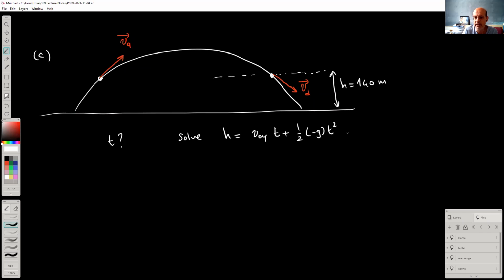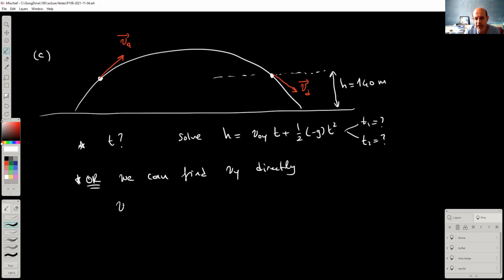So you get a second order, you have a quadratic equation with 2 solutions. So you get two solutions in here. That's a possibility. You can solve it like that. Or we can find the time, and then use the other equation for the velocity and just find the y component of the velocity. Or we can find Vy directly. Okay, that's the equation that we need to use because I don't need the time. I don't need to compute the time in here.